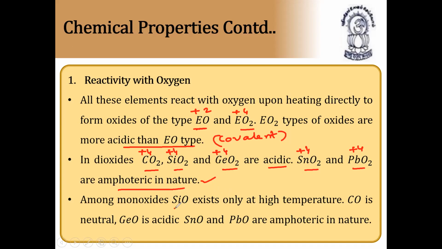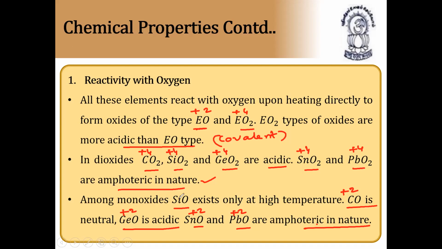Among monoxides, silicon monoxide exists only at high temperature. Carbon monoxide, carbon in plus 2 state, is neutral. Germanium oxide is acidic, and tin oxide and lead oxide are amphoteric. However, the oxides of tin and lead are amphoteric in nature in both plus 2 state and plus 4 state. So the oxides of tin and lead are amphoteric both in plus 2 as well as in plus 4. They are amphoteric in nature.